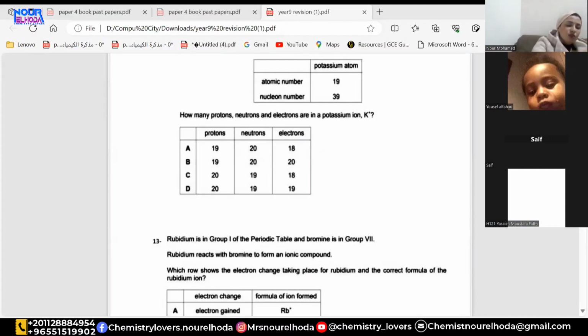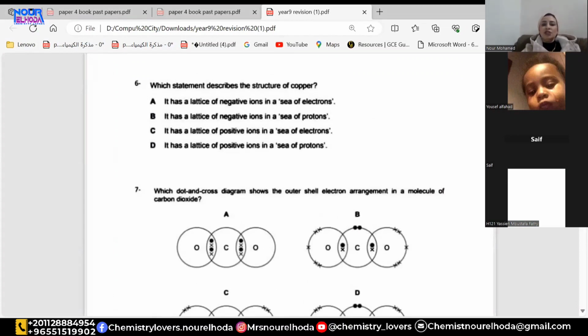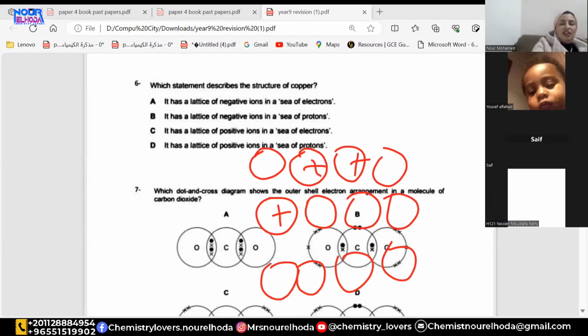Okay? Let's continue. Here. When do I say that this substance is going to talk about the structure of copper? As I told you, we don't have direct questions. Sure, he's going to ask you what's the structure for copper, for aluminium, for magnesium. I told you before, how do metals look like? Positive, positive, positive, positive. Do you remember, Hamza? All of them are positive ions like this. They are surrounded by electrons all the time.